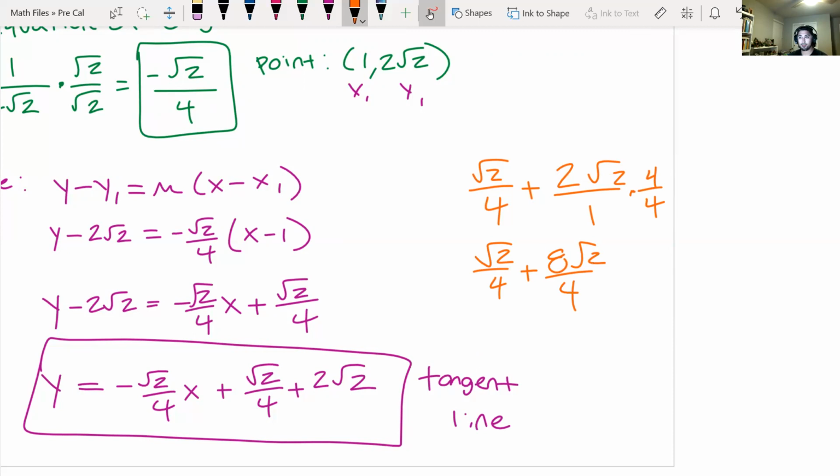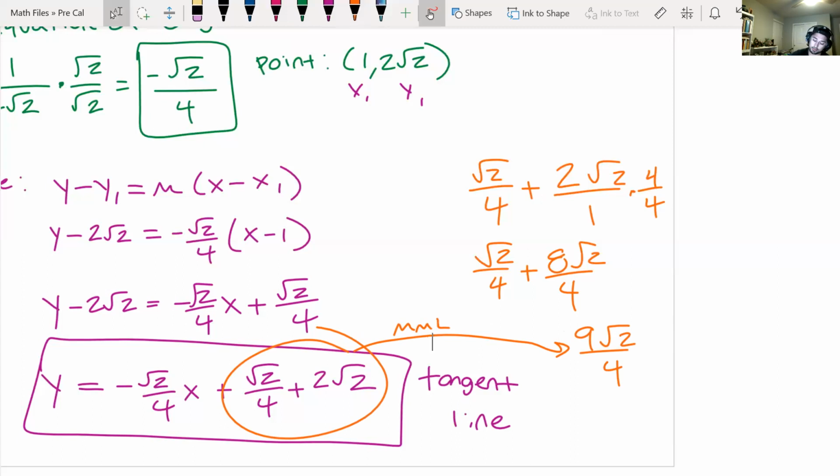9 square root of 2 over 4. So if it doesn't take this, then you're going to want to type that in. So I'll just make a tiny little note. I'll say MyMathLab, if that's a possibility.